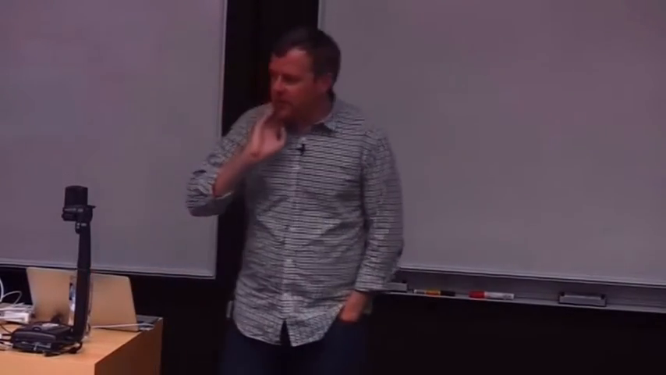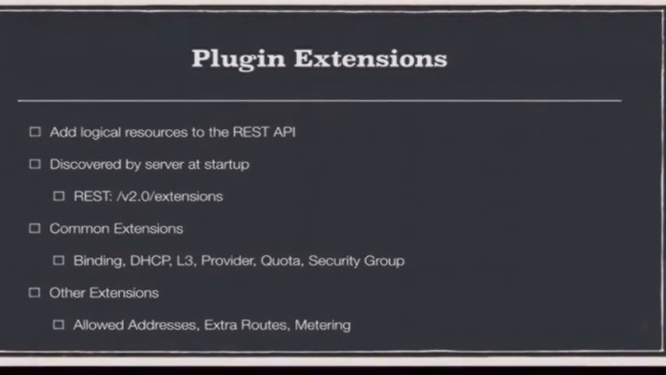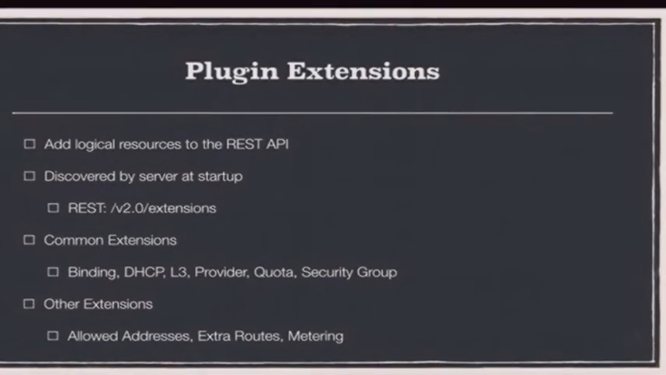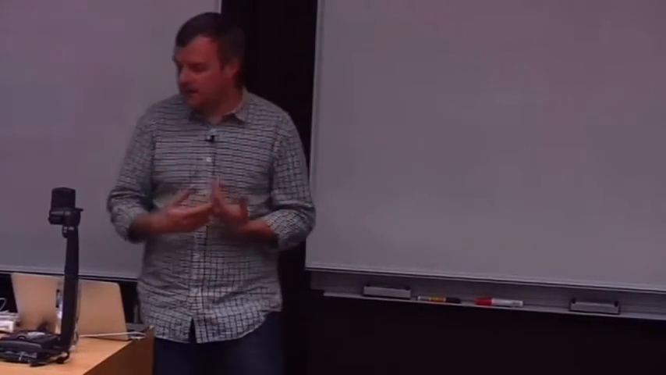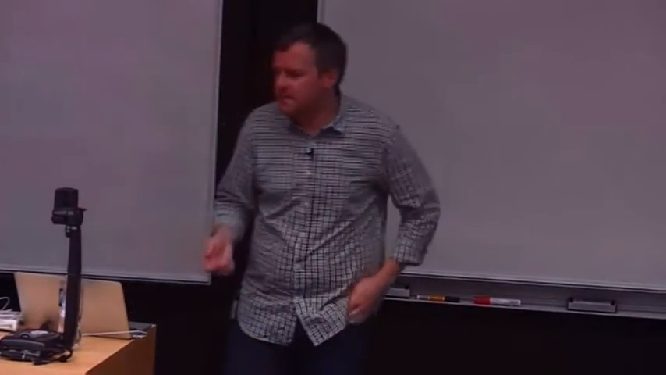For plugin extensions, they're just a way to add logical resources to the REST API. The server discovers them at startup. So as an operator, you have the opportunity to choose which extensions are installed. You also have the opportunity to selectively disable some. Some of the common extensions you'll find: the binding extension is how, when Nova goes to create a VIF, it calls bind on Neutron, and that's what plugs the VIF into the port. DHCP services make sure that the DHCP server is set up. In most typical Neutron deployments based on open source code, the DHCP server is dnsmasq.